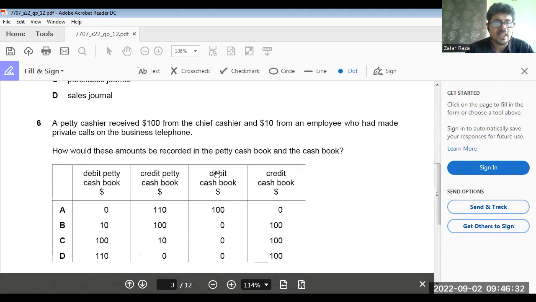Okay. Now, a petty cashier received $100 from the chief cashier and $10 from an employee who had made private calls on the telephone. How would these amounts be recorded in the petty cash book? We have to debit petty cash book by 110 and we will credit cash book by 100. That option should be the answer.